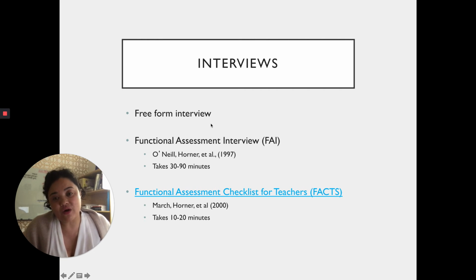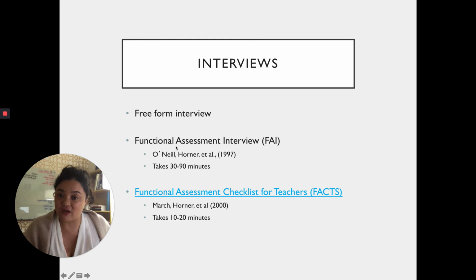For folks who are very familiar with the FBA process, oftentimes they can do what they call a free-form interview, where they just kind of go in and without a clear agenda are able to ask pointed questions and follow up with questions to get at the information they need. Now, most people, especially when they're new at this, will not be successful if they're just doing a free-form interview. But fortunately, there are many structured interviews that are commercially available.